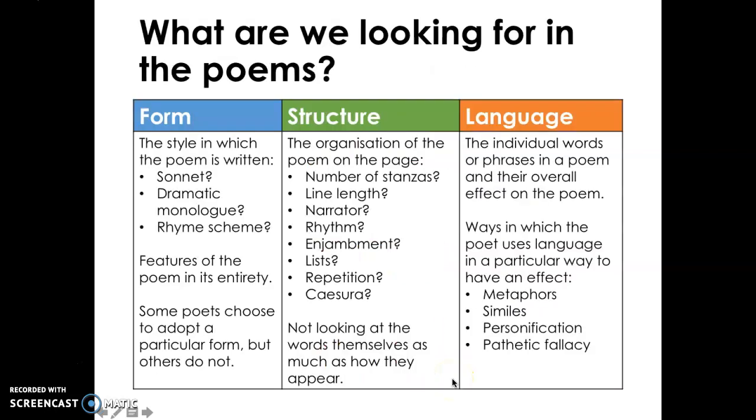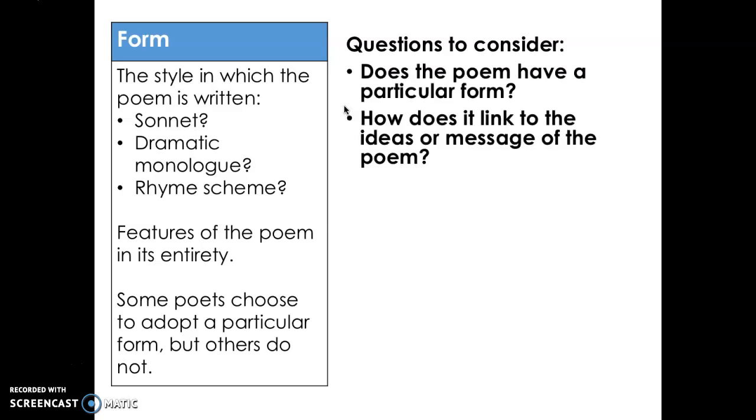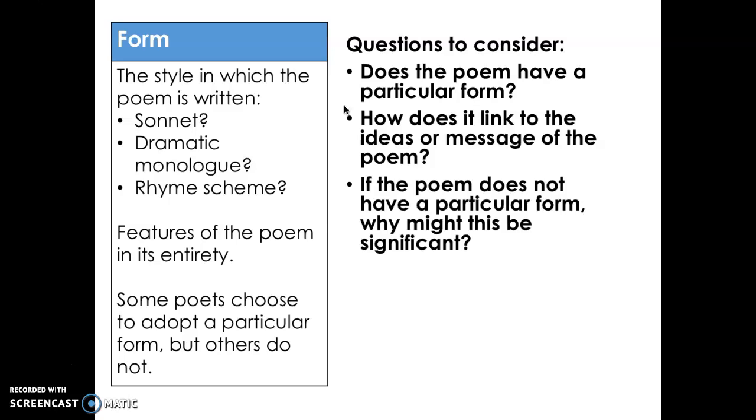Okay, so we know that we're looking at form, structure, and language when it comes to each of these poems, but when it comes to considering what that means in more detail, I've come up with some questions for us to consider for each section. So we know that form is the style in which the poem is written, and some questions for us to consider when looking at the form of a poem include: does the poem have a particular form? How does this form link to the ideas or message of the poem? If the poem does not have a particular form, why might this be significant?